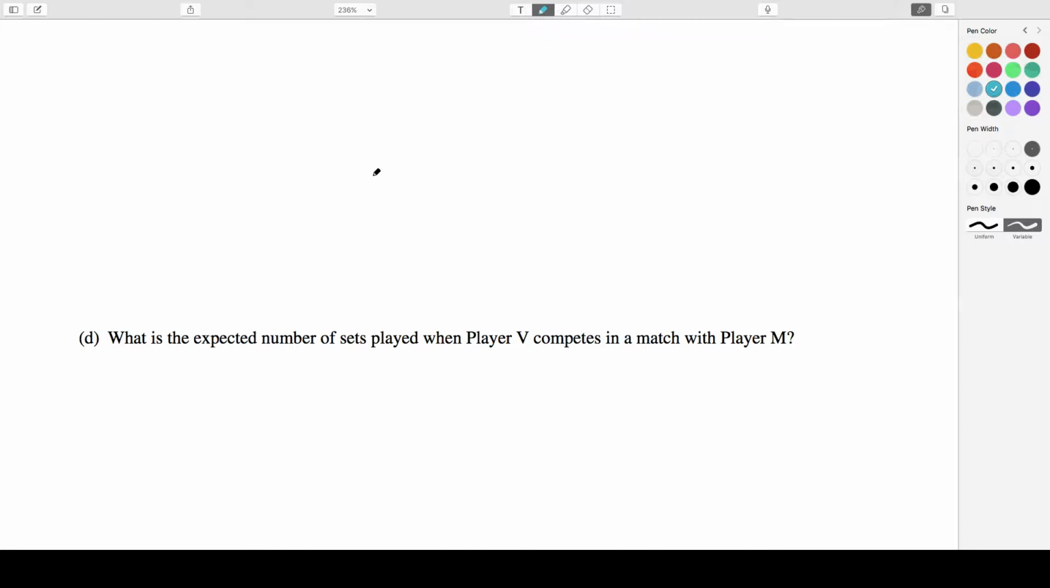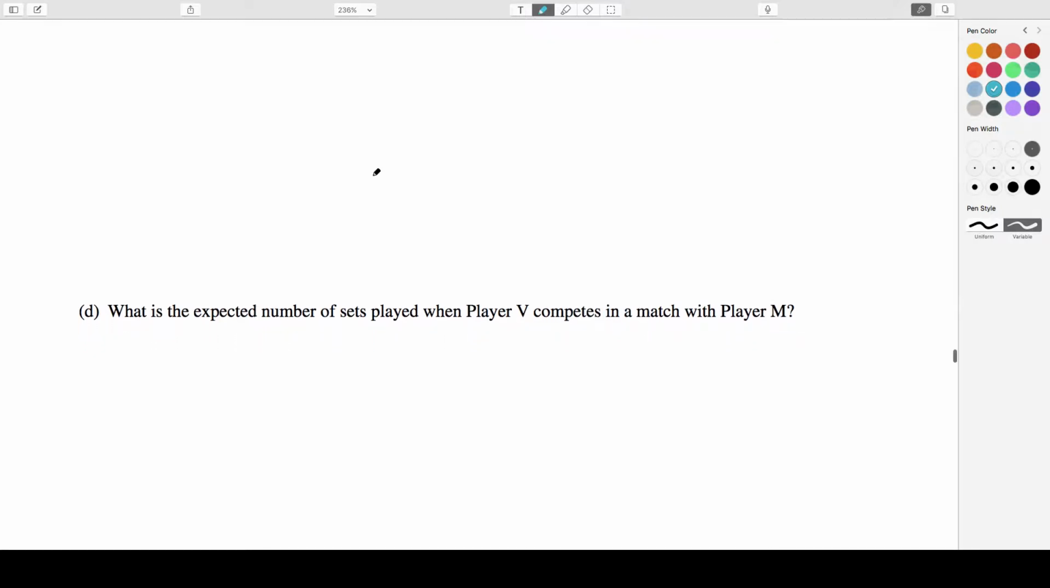Good. So that's how you were supposed to do C. D. Yeah, there's more. We're almost there. What's the important word? Expected number of sets played when player V competes in a match with player M. I remember I just wrote 2 for this. Okay, the expected number of sets. So what are our possible numbers of sets? 2 or 3.